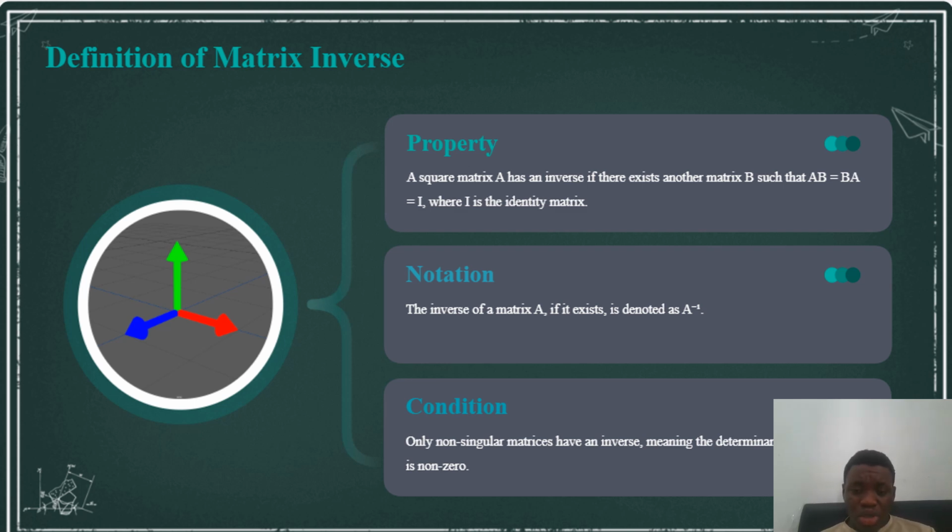Then the conditions: only non-singular matrices have an inverse, meaning the determinant of the matrix is non-zero. That is, the condition whereby a matrix can have an inverse is if the determinant is not equal to zero. If the determinant is equal to zero, it doesn't have an inverse, meaning that it is a singular matrix.